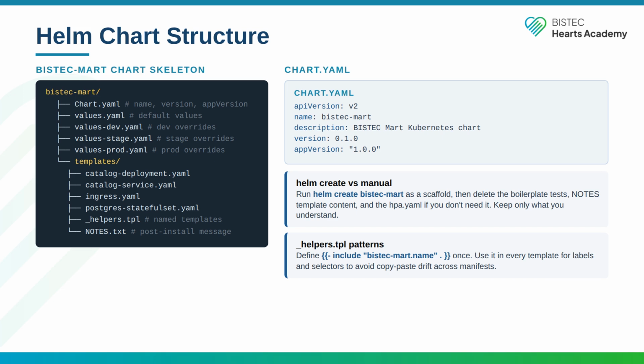Two patterns in _helpers.tpl are worth building immediately. Define your chart name and labels as named templates and use them everywhere. If you copy-paste the release name string across 5 templates and then rename the chart, all 5 break. The helper makes it consistent in one place.